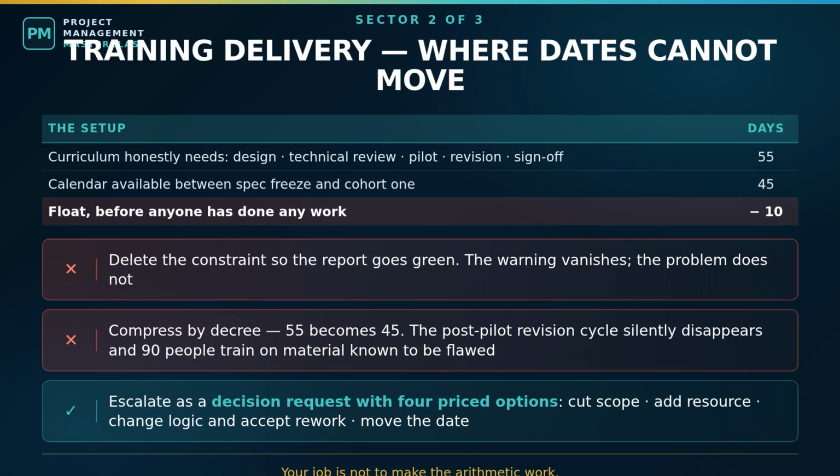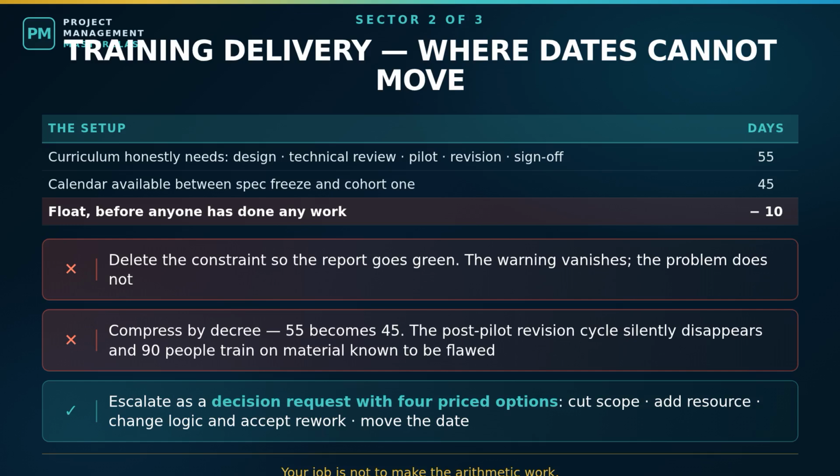That cost appears nowhere in your schedule, and it is the most expensive thing on the project because it lands months later as support tickets and rework. The legitimate response is to treat negative float as what it is: a decision request, escalated with options and numbers. 10 days must come from somewhere, and there are only 4 places.